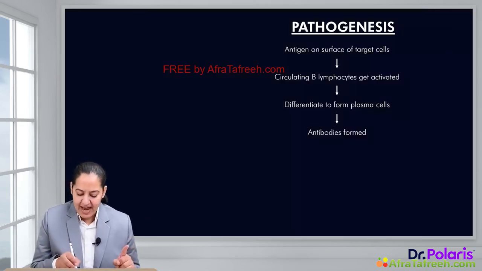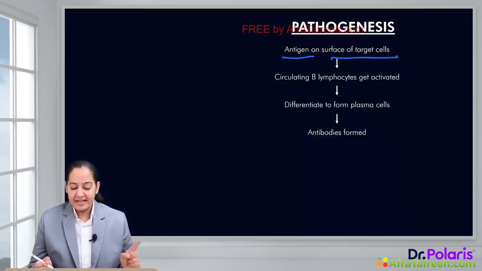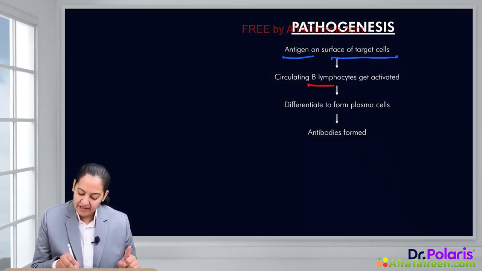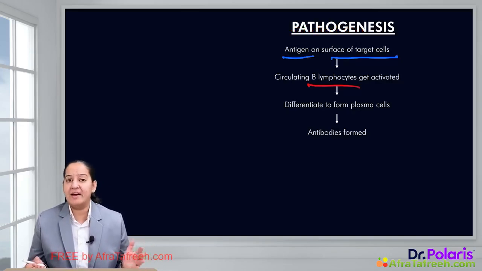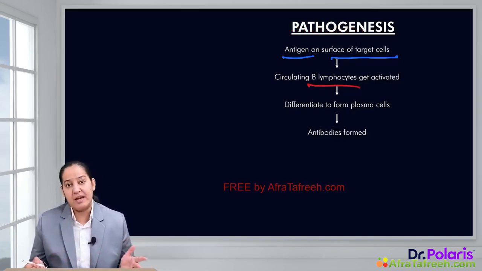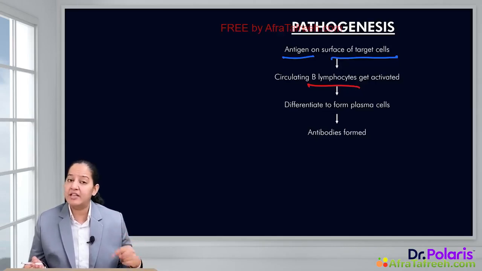As soon as the antigen which is present on the surface of the target cell is exposed, B lymphocytes will directly get activated. In contrast to type 1, where the antigen was free and first went to the dendritic cell, then the dendritic cell stimulated the Th2 cell, then the Th2 cell stimulated the B cell. Here the antigen is present on the surface of the target cell and directly stimulates the B lymphocyte.